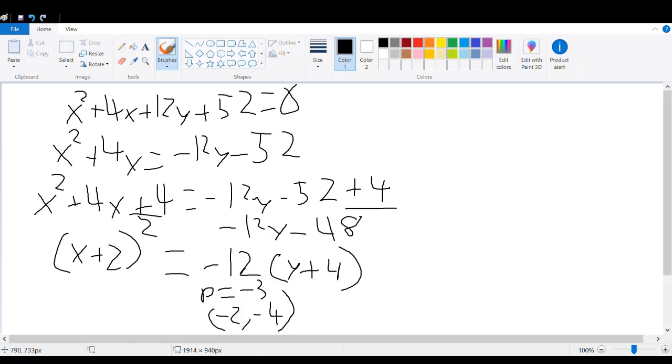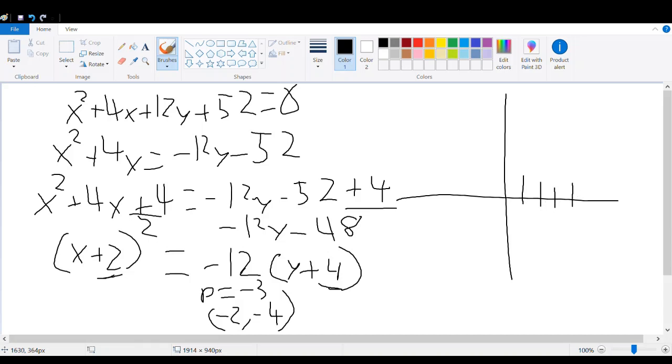I know that because it's x minus h and y minus k. So we just make this negative for the x value of the center and this negative for the y value of the center. So now let's graph this. We're probably going to need a bigger graph than last time.